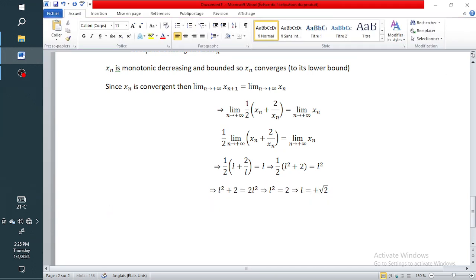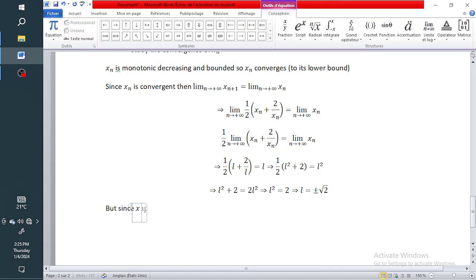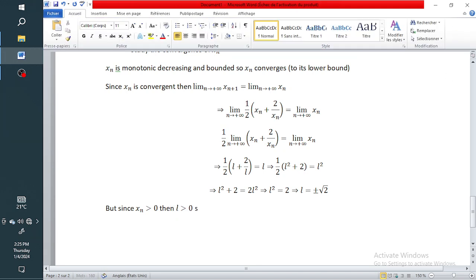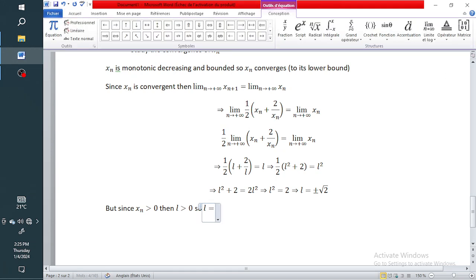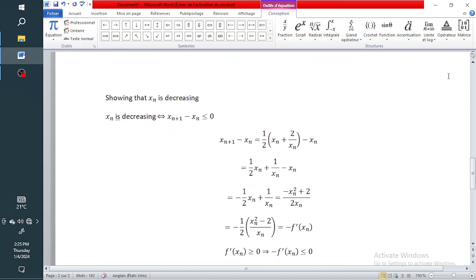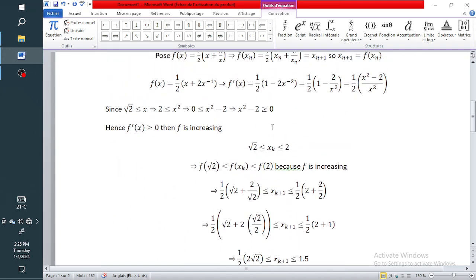But now, what do we know about the sequence? Since x of n is a positive sequence, clearly, since it's bounded between root 2 and 2, x of n is greater than 0, so the limit cannot be negative. Then L will also be greater than 0. So we need to take L to be equal to the square root of 2. And the square root of 2 is clearly the lower bound of the sequence x of n. So it ties with our conclusion that x of n is monotonic decreasing and lower bounded by root 2. So it converges to its lower bound.